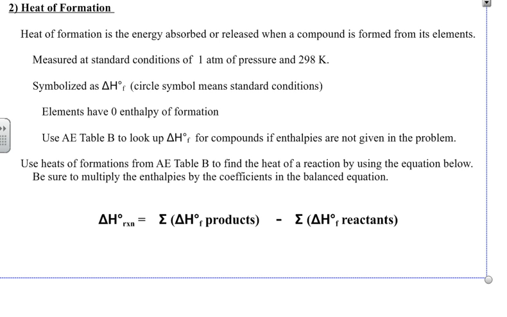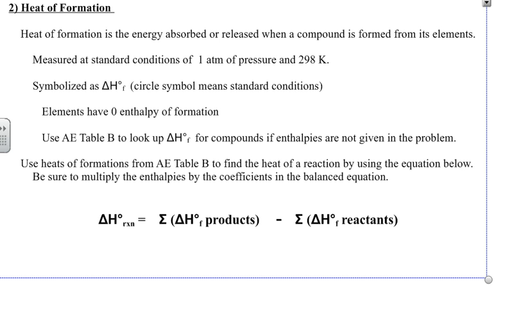Elements have zero enthalpy of formation because by definition the enthalpy of formation is how much energy it takes to form a compound from its elements. So it stands to reason that elements can't have a heat of formation. So anytime you see an element in a chemical reaction, just assume that it will have zero enthalpy of formation. You'll also need to know to look up in AE table B the enthalpy of formation for compounds if the enthalpies are not given to you in a particular problem.